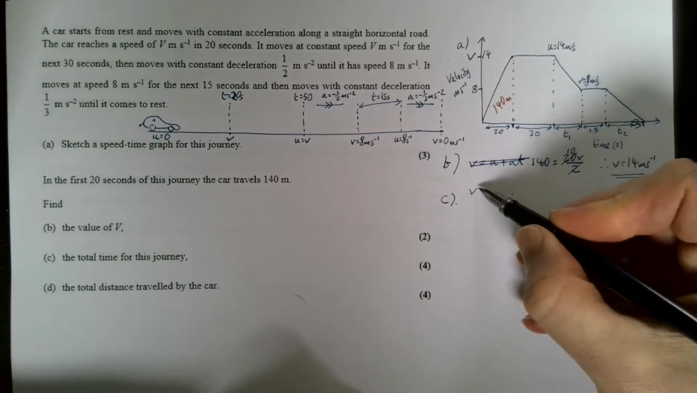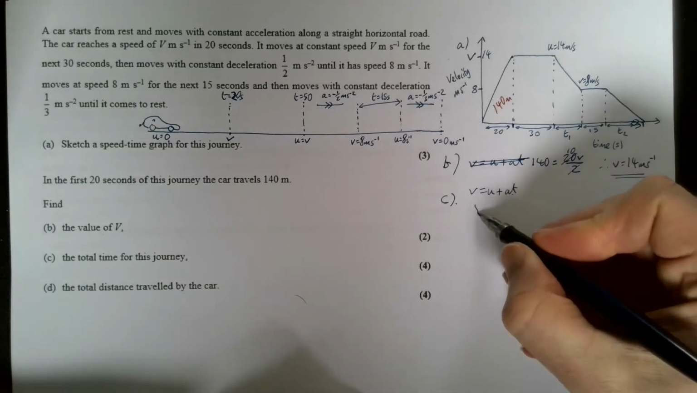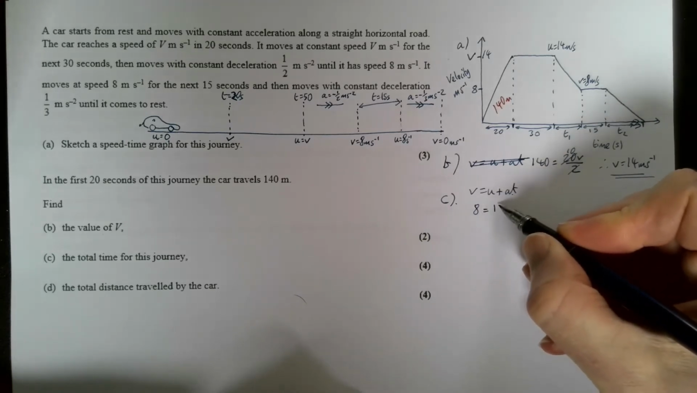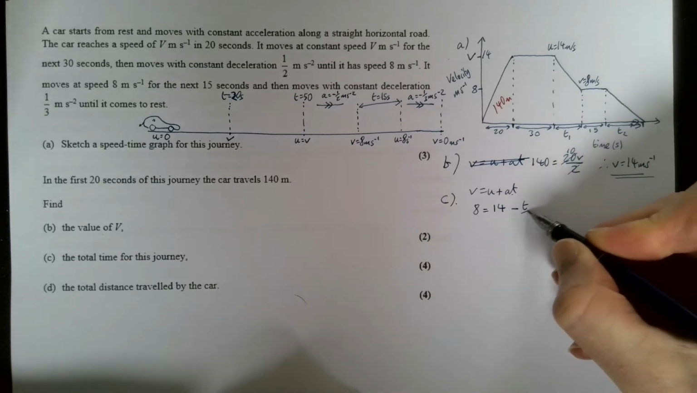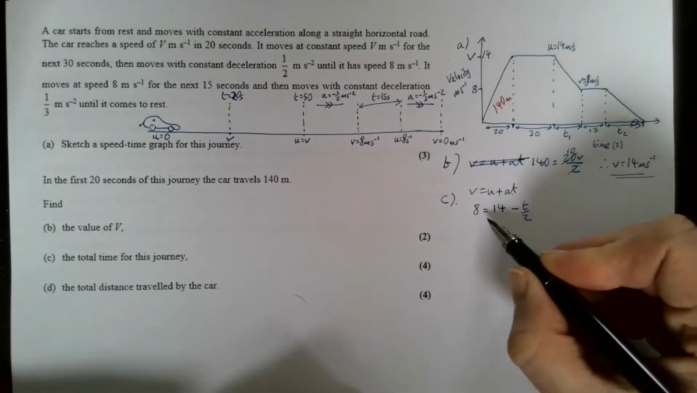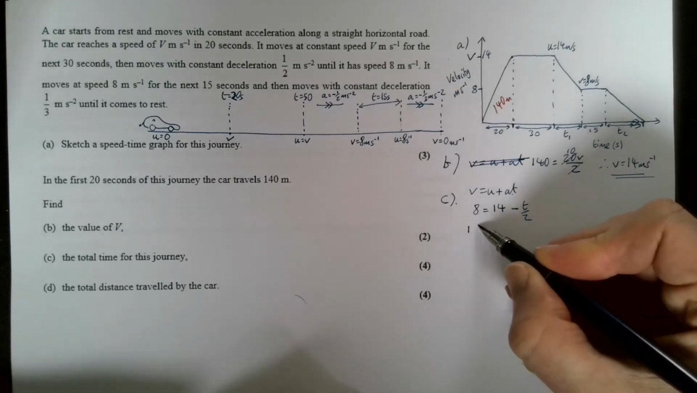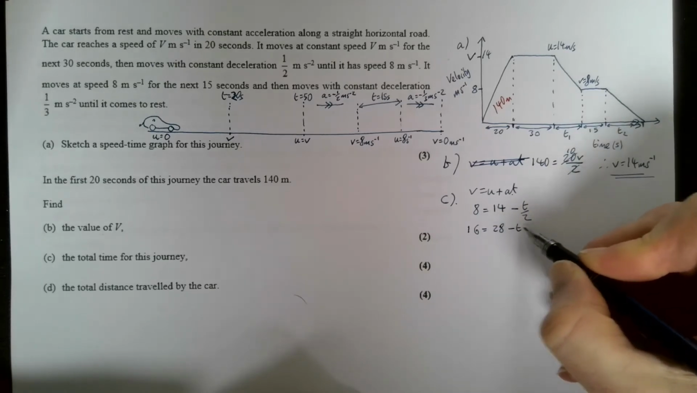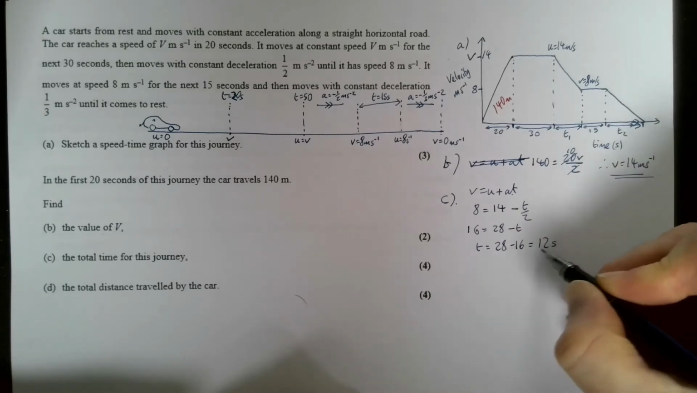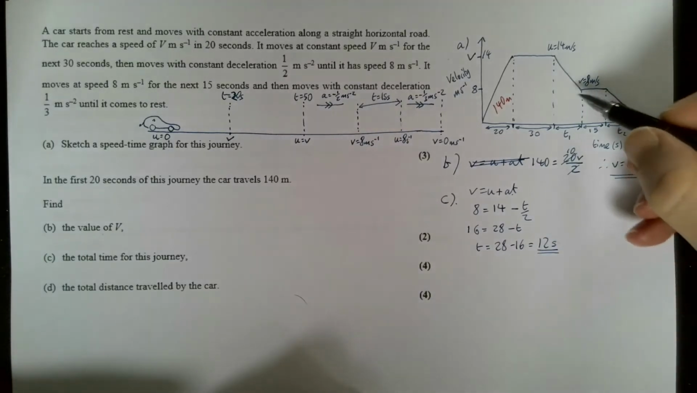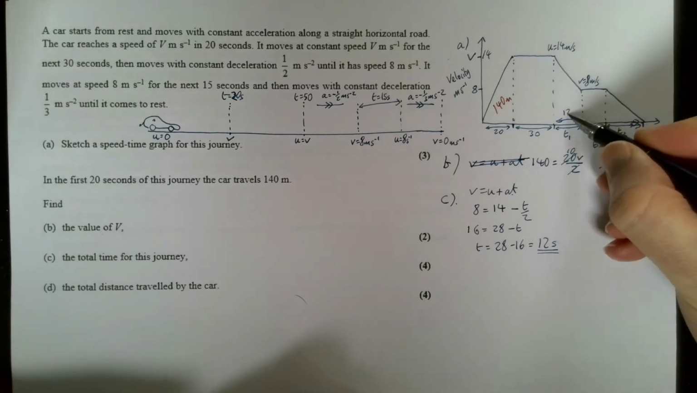So using v equals u plus at, I can say that final velocity 8 is equal to 14 minus a half of t, so t over 2. So if I add t over 2 to both sides, or I could double everything, couldn't I? 16 equals 28 minus t, so t equals 28 take 16, which is 12 seconds. So that's t1. I now know that that is 12.